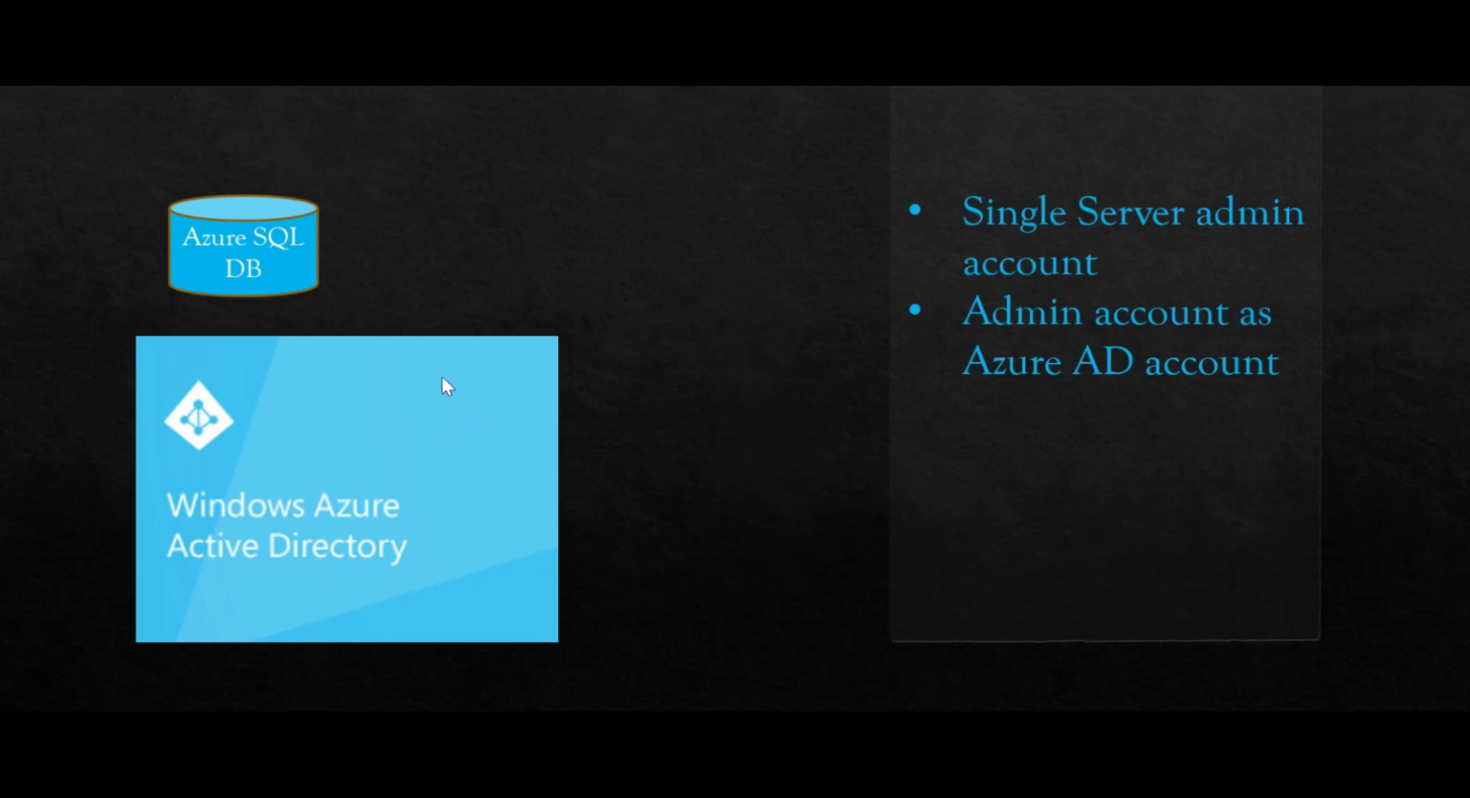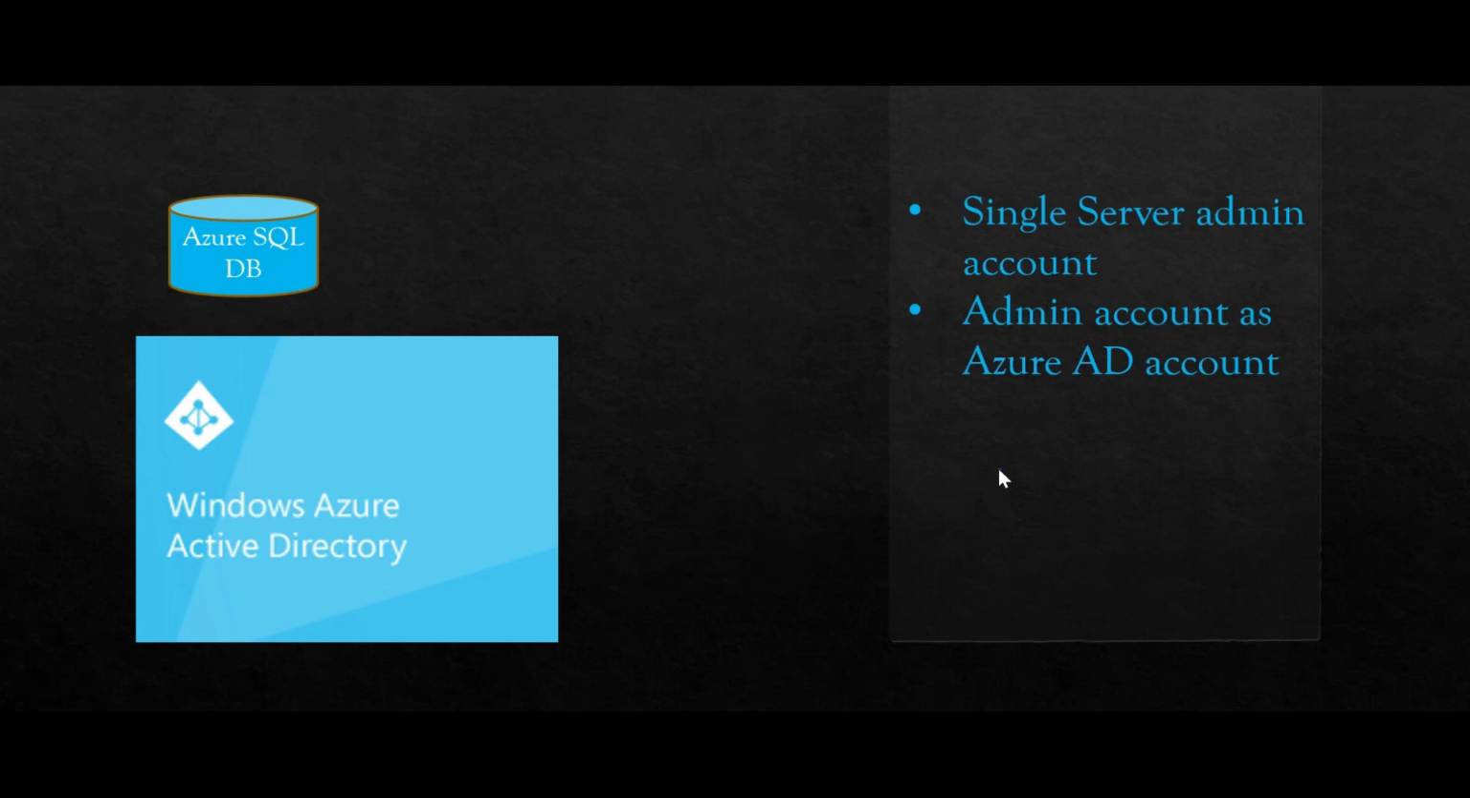So this is what is happening. In your cloud box, you will have an Azure SQL database, and you will have a Windows Azure Active Directory. This is what you have. So in this case, usually what we do is we create two admin level accounts, one a server level admin account. So this is not a database level, this is a server level. So we create this admin account on the server which is hosting Azure SQL database.